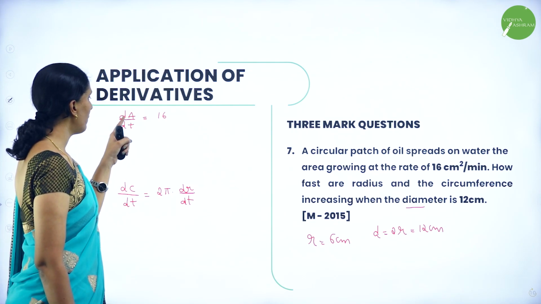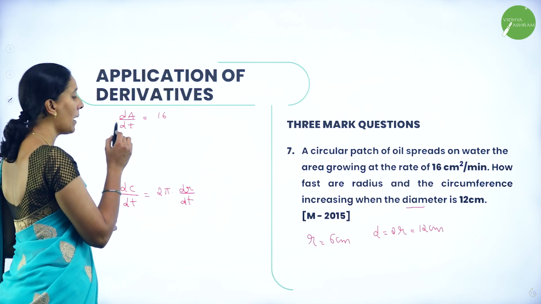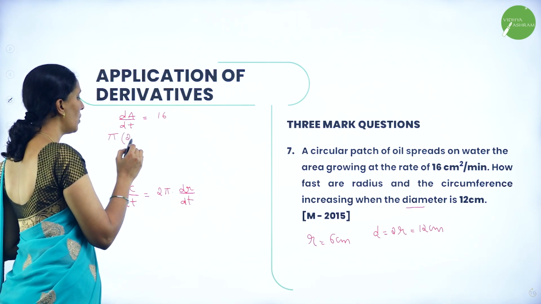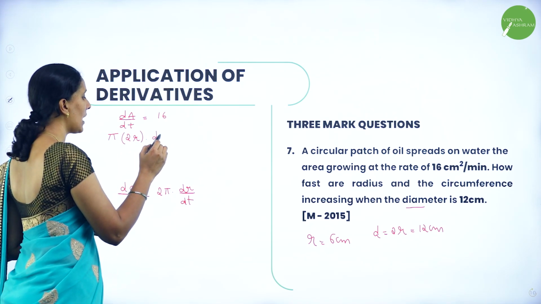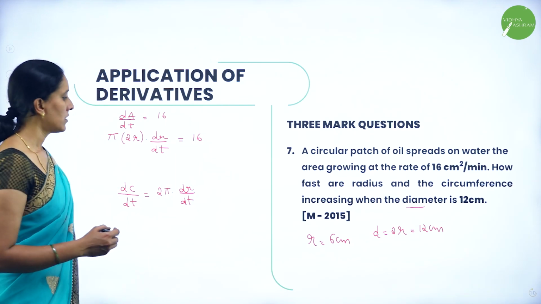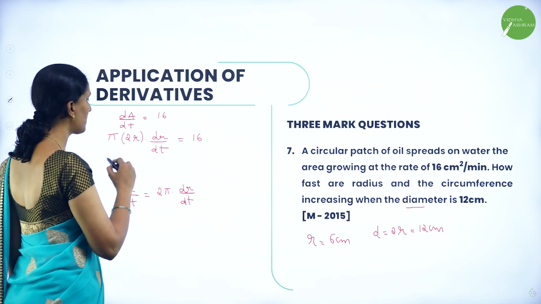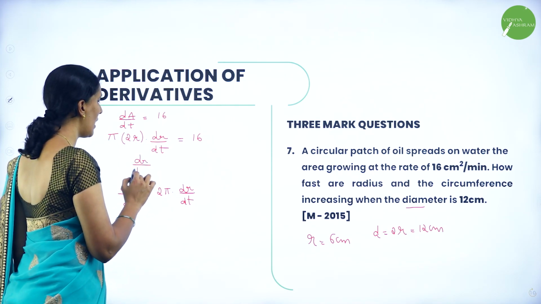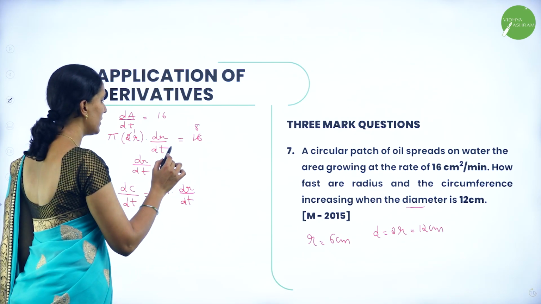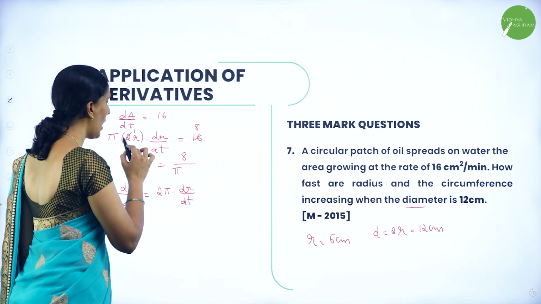Next here we have dA by dt, which is equal to 16, and the area of a circle is given by pi r square. So when you differentiate it, you will get pi into 2 times r into dr by dt, and that is equal to 16 here. So now here we have r is equal to 6. Let us substitute here. So we will get dr by dt is equal to 2 1s are 2, 8s are 16, so we will get 8 divided by pi into r.